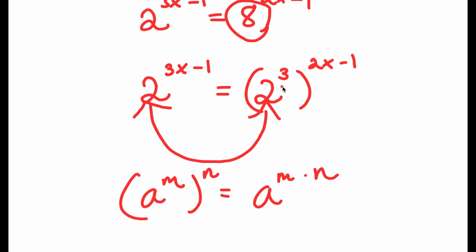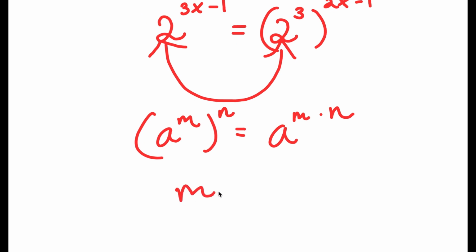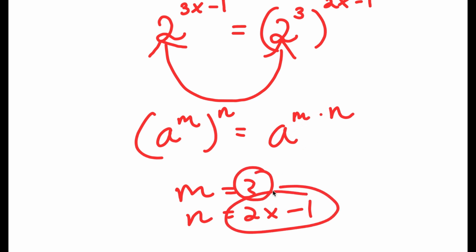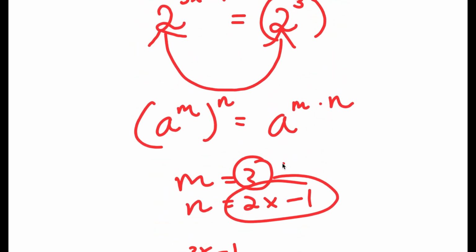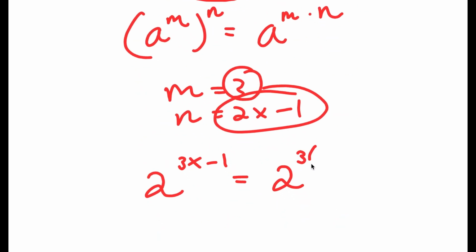So in this case, we have 2 to the power of 3 to the power of 2x minus 1, and we can think of m as 3 and n as 2x minus 1. So this is going to be equal to a to the power of m times n, so 3 times 2x minus 1. So now I have 2 to the power of 3x minus 1 is equal to 2 to the power of 3 times 2x minus 1.